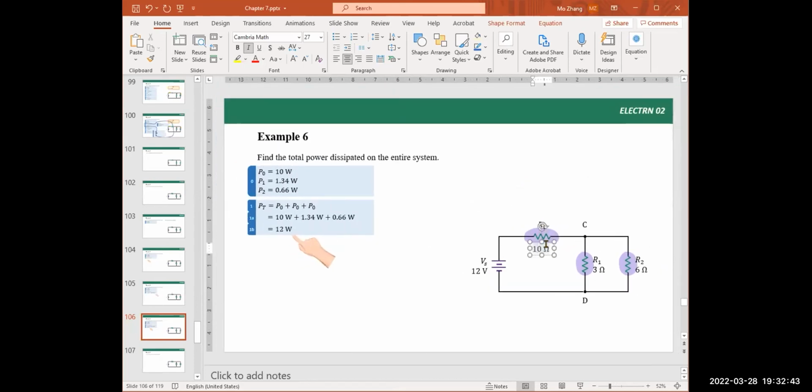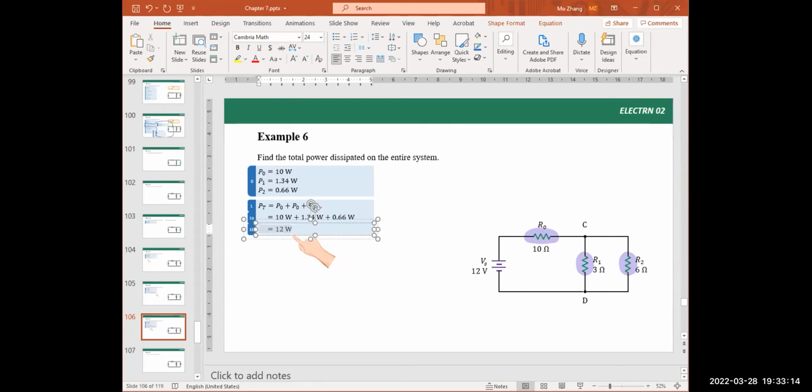So we need to pick a resistor that can handle at least minimum 12 watts, preferably a little bit higher than that. In case there's some fluctuation due to current, or the power consumption is a little bit higher than 12 watts, that still can cover the spikes.